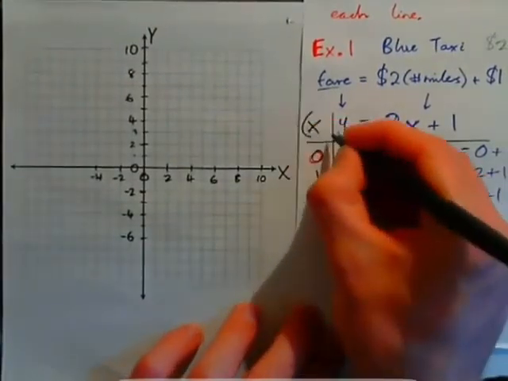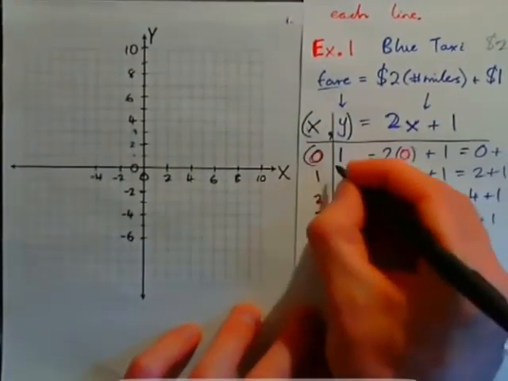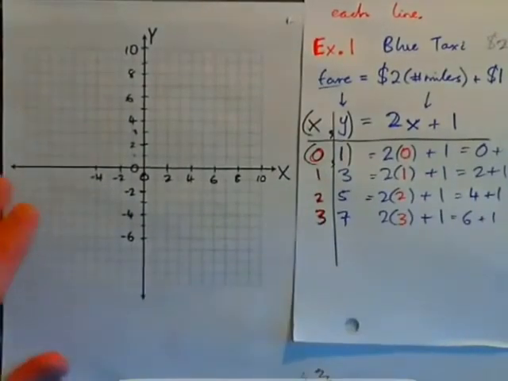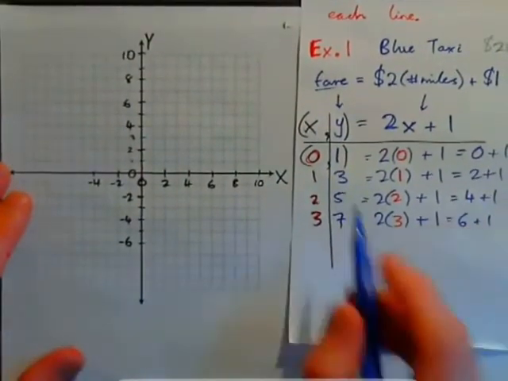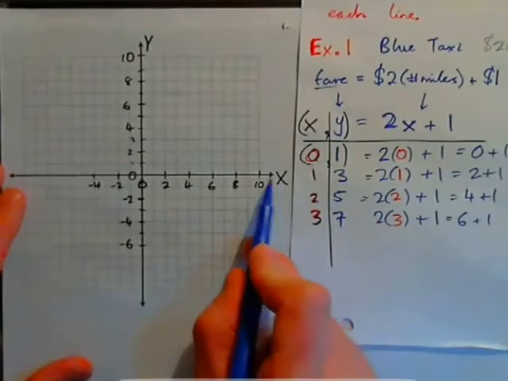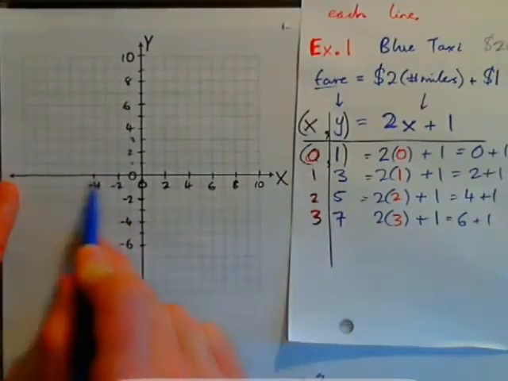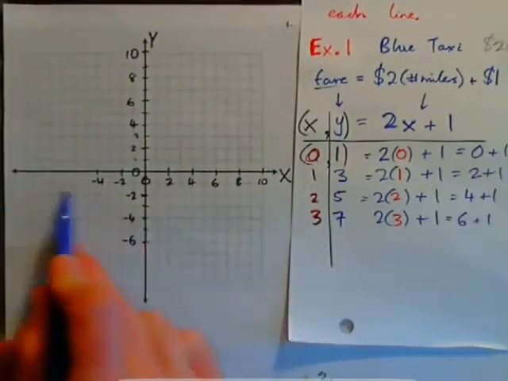Every ordered pair is x, comma, y. So we have 0, comma, 1 as the first ordered pair. Are you able to graph that? X is 0. You go to the x-axis and you find 0. Where is 0 on the x-axis? Press pause and find 0.